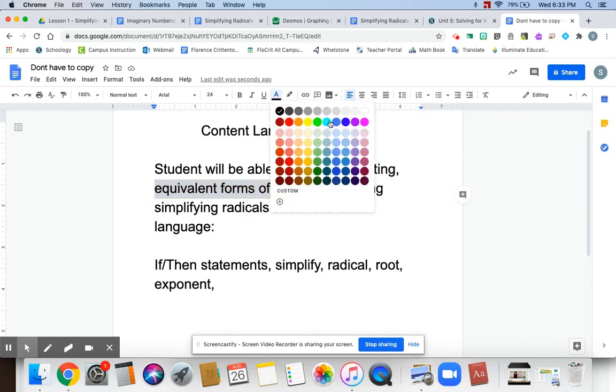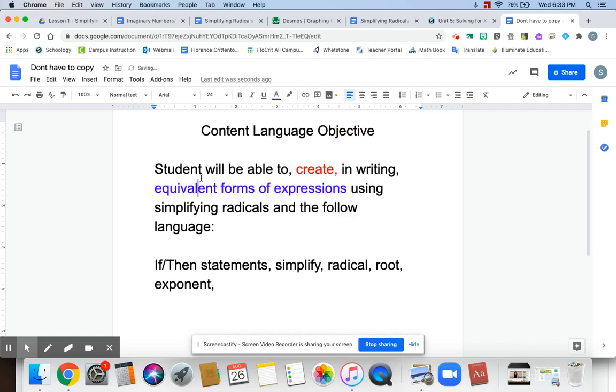So the word equivalent means the same. A form is just another thing. Like if this is in one form, we're creating something that's the same, but it's going to be different, a different type. And it's going to look slightly different, but it's still going to be the same thing.